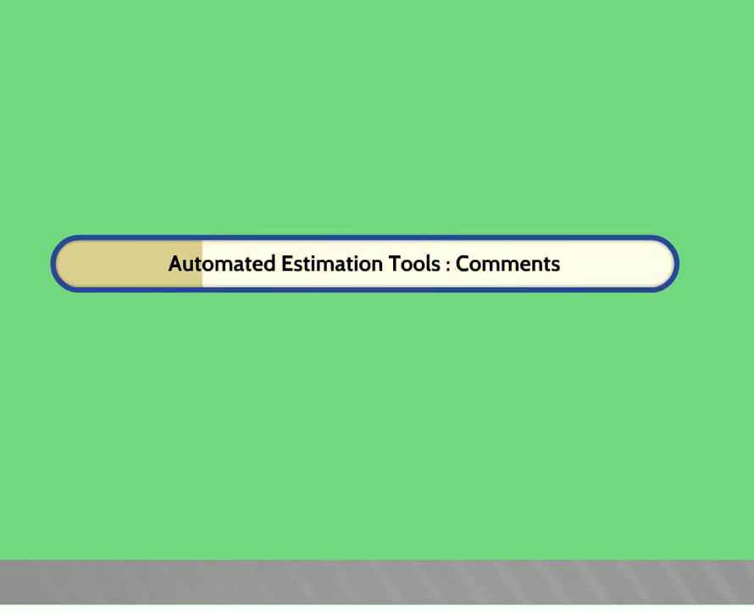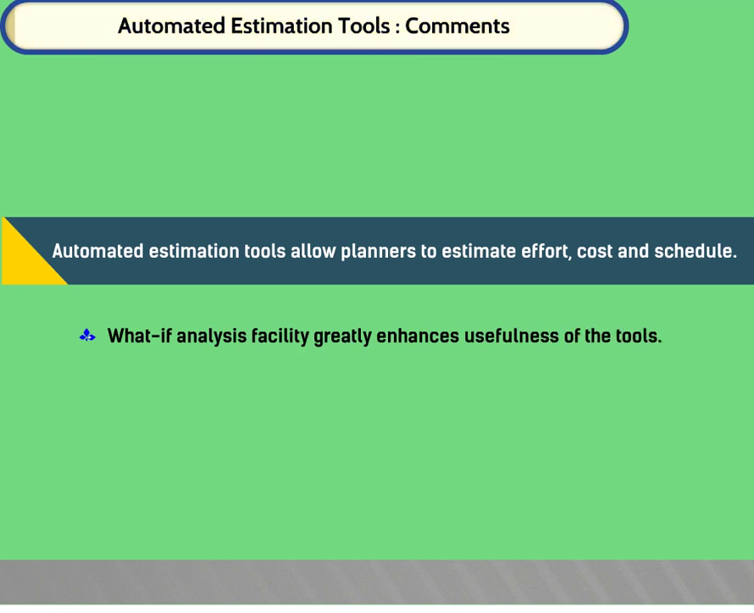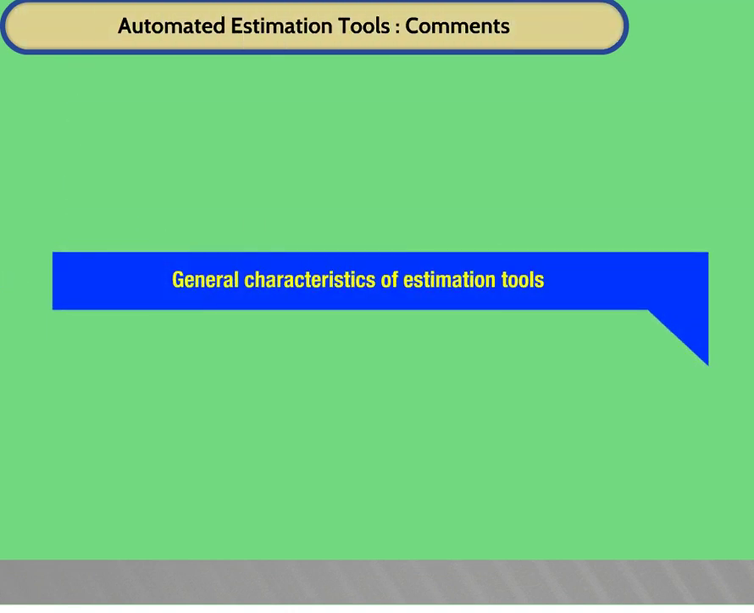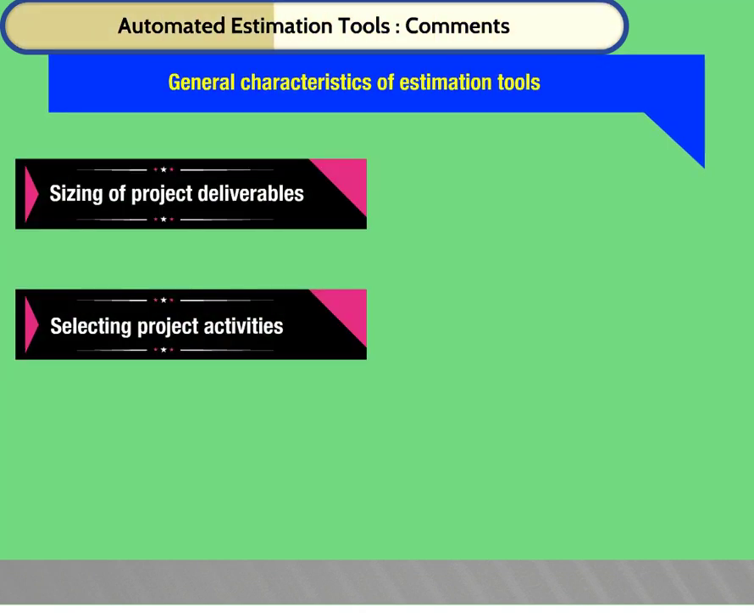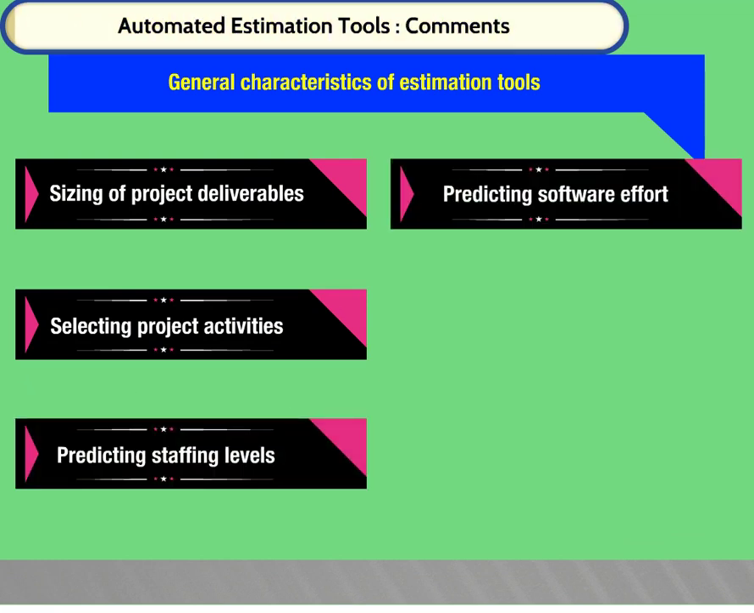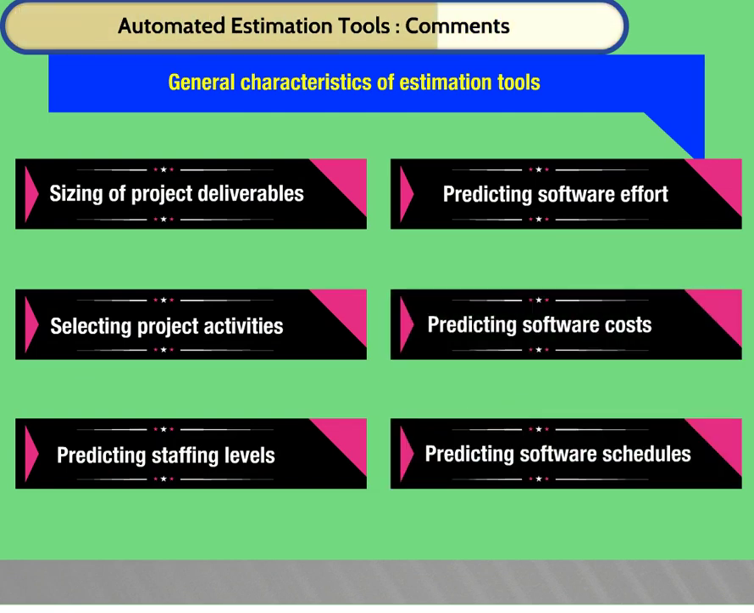Automated estimation tools. Comments. Automated estimation tools allow planners to estimate effort, cost, and schedule. What-if analysis facility greatly enhances usefulness of the tools. General characteristics of estimation tools: sizing of project deliverables, selecting project activities, predicting staffing levels, predicting software effort, predicting software costs, and predicting software schedules.